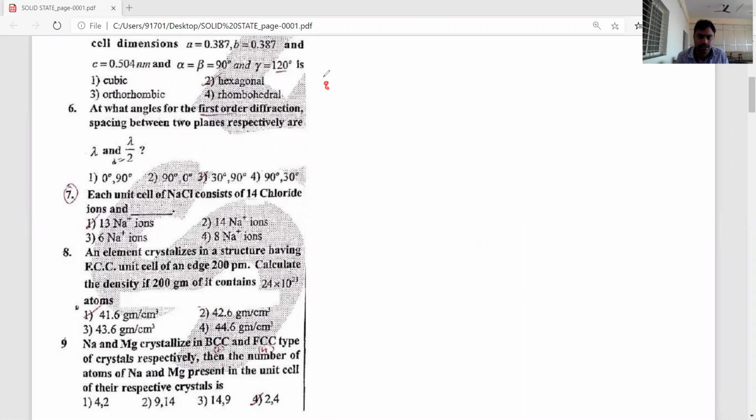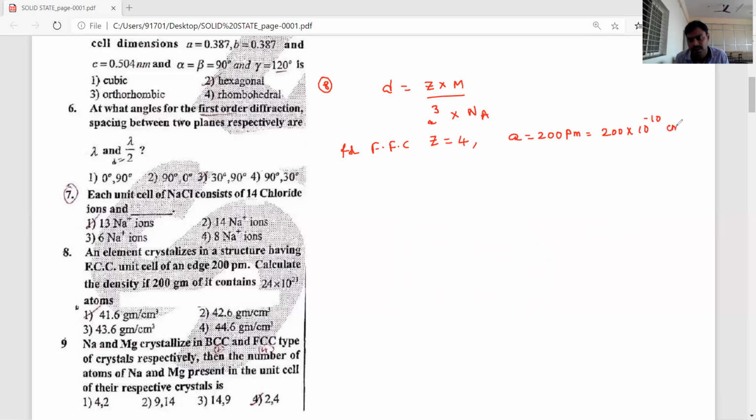So first we have to use the density formula: d is equal to Z into M by a cube into Na. We need to calculate the density for FCC. For FCC, the unit cell constant Z is equal to 4. The edge length a is equal to 200 picometers, which is 200 into 10 to the power of minus 10 centimeters, because 1 picometer is 10 to the power of minus 10, so it is 2 into 10 to the power of minus 8 centimeters. Okay, it is clear. And Na, the Avogadro number, is approximately 6.02 into 10 to the power of 23.